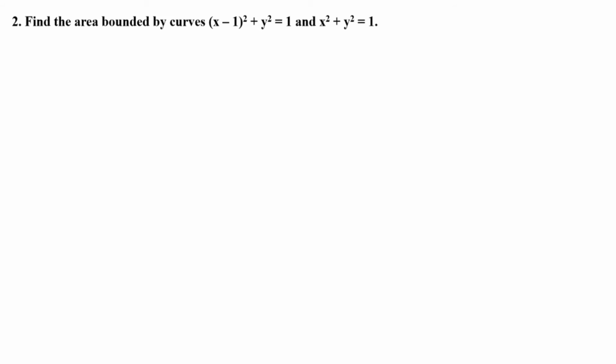Next question is, find the area bounded by the curves x minus 1 the whole square plus y square is equal to 1 and x square plus y square is equal to 1. So first let us draw the figure. So we have two curves. Both the curves are having radius 1.